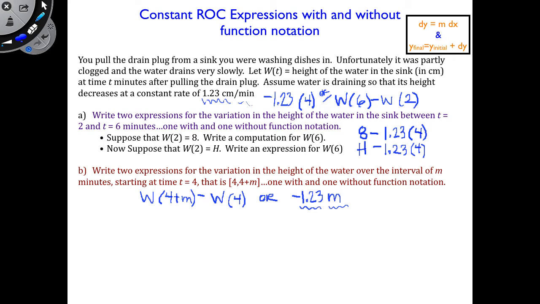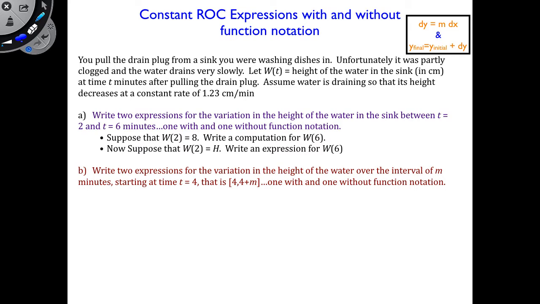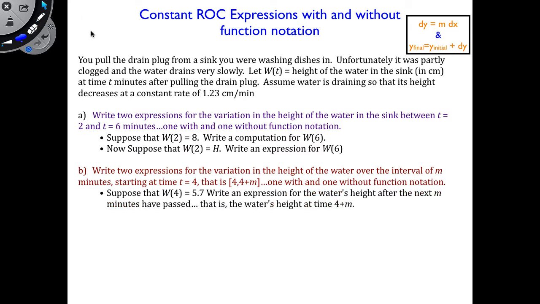All right, so I'm going to clean up all this stuff because otherwise that's going to be right on top of things. All right, so just like the last one, suppose that at time 4, the height of the water is 5.7. Remember, when you read things like that, make sure you're reading what it means, not just, suppose W of 4 is 5.7, not thinking about what that means. So read it meaningfully in your head, and you can make sense of a lot of story problems. So supposing that at 4 minutes gone by, there's 5.7 centimeter deep water in the sink.